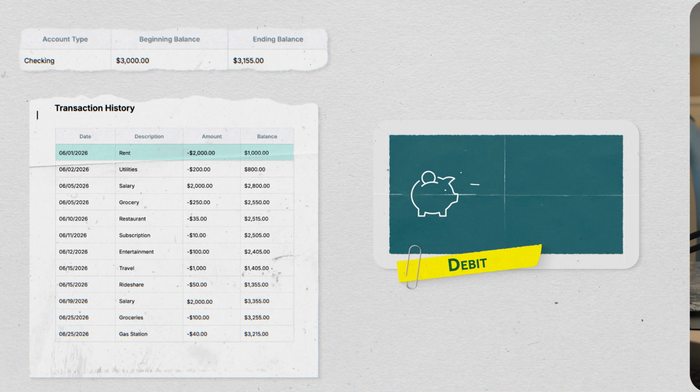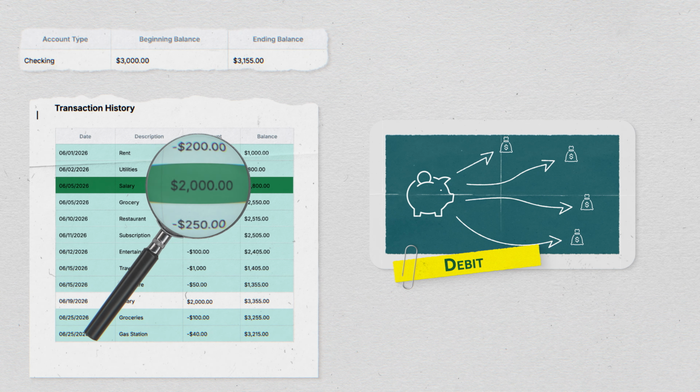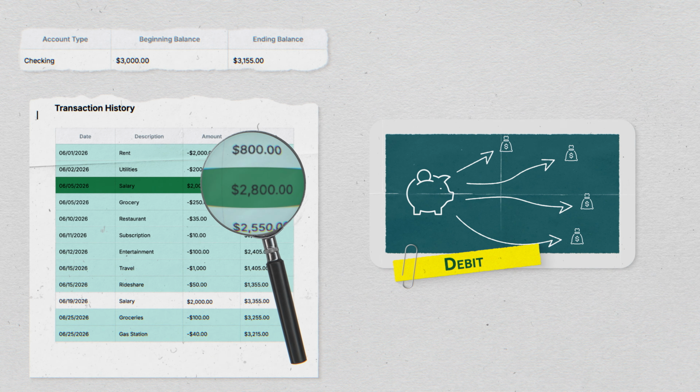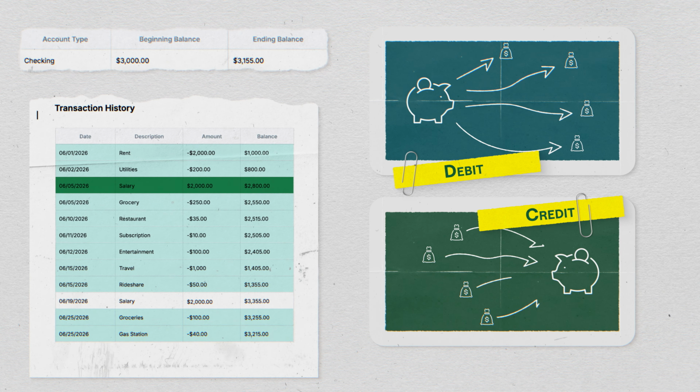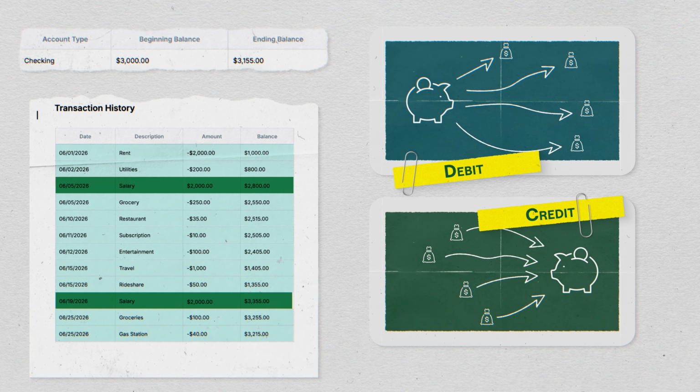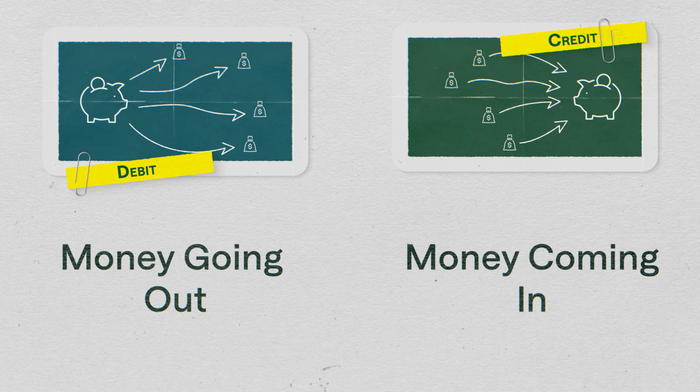This is called a debit. A debit is any transaction where your money is leaving your account, like when you spend money, pay bills, or transfer money to a different account. On the 5th, Alex's salary of $2,000 hit the account, which increases their remaining balance. This is called a credit. A credit is any transaction where money is coming into your bank account, like paychecks, refunds, transfers into your bank account. So a simple way to remember, debit means money is going out and credit means money is coming in.